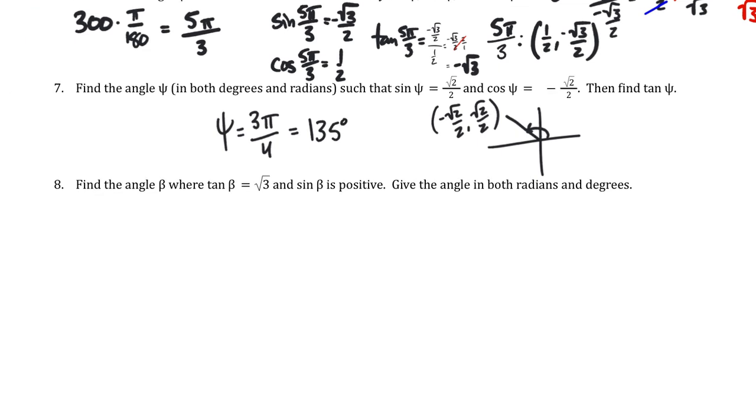Okay, this one is a little tricky because it gives us what the tangent is, but what I do know about the unit circle is that when I have a tangent of root 3, I'm talking about one of these sort of steeper angles. And so it could be pi over 3.